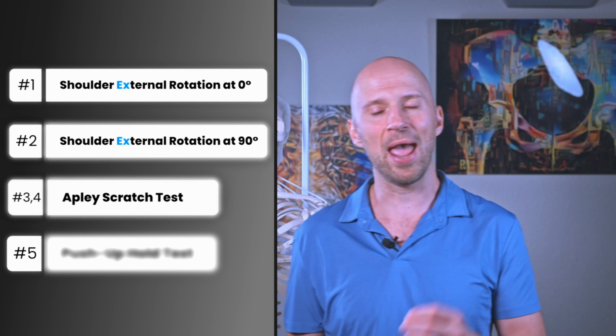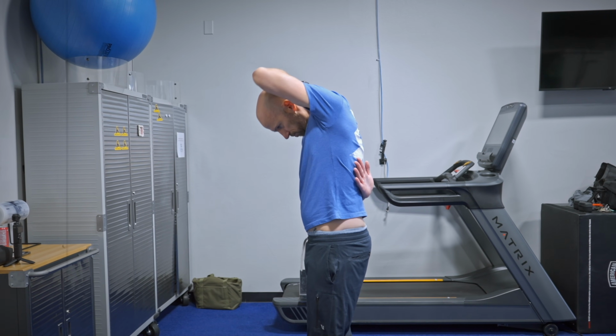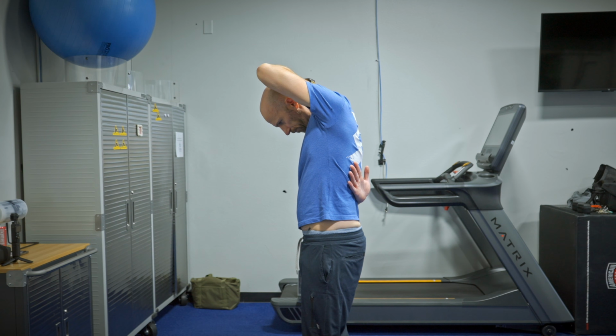To look at internal rotation, we're gonna take a look at an Apley scratch test. Look straight ahead. I'm telling you, do not look down as you bring your arm behind your head. Now, everyone still does it, so I'm telling you, don't look down.